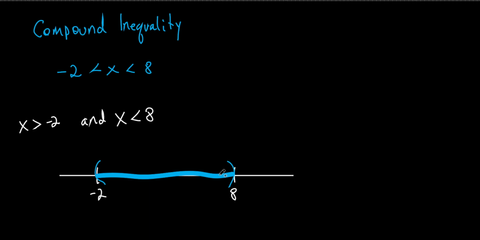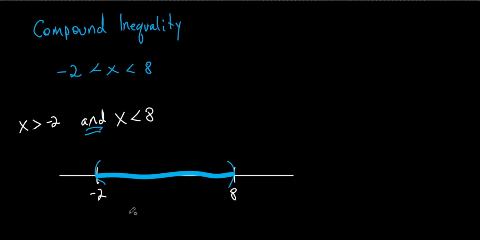See, this would keep on going, but since I have the "and," that means it has to satisfy both of those things. It has to be bigger than negative 2, and it also has to be what? Less than 8. So those are your numbers in between. How would we write that? Well, that would be the graph of it.